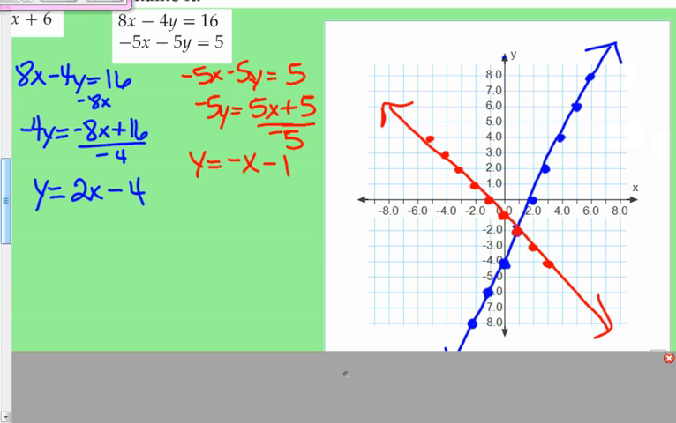And then we're going to name our solution, which is this point here where they cross. And it is at 1, negative 2. So the solution to this is not negative 1, sorry. 1 over, 1 down 2. And there's our solution. That's the answer to that system of equations.